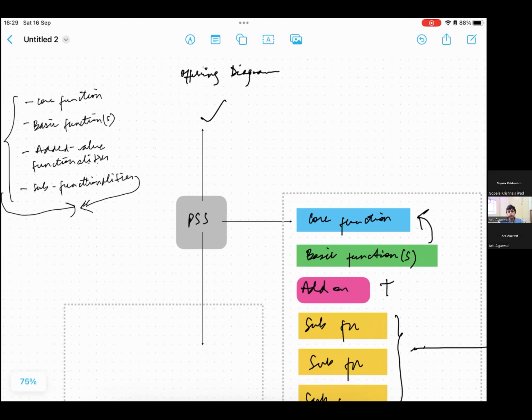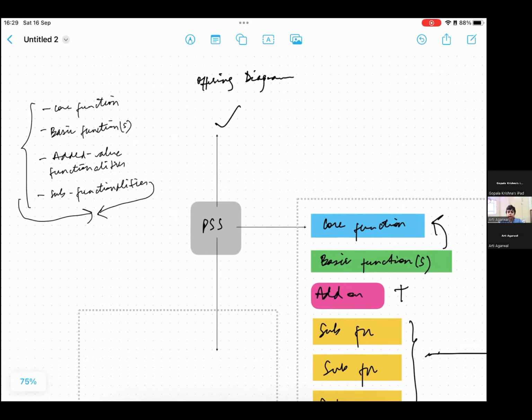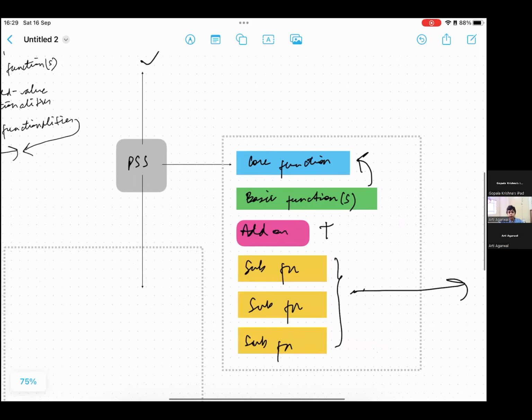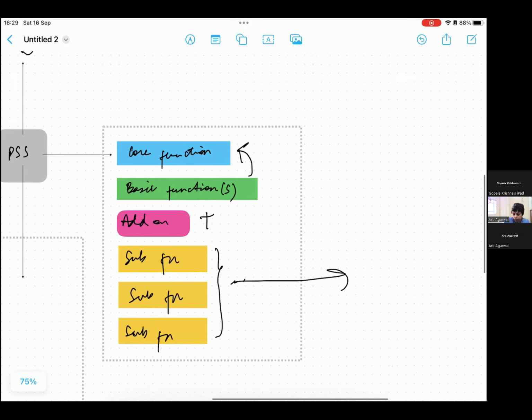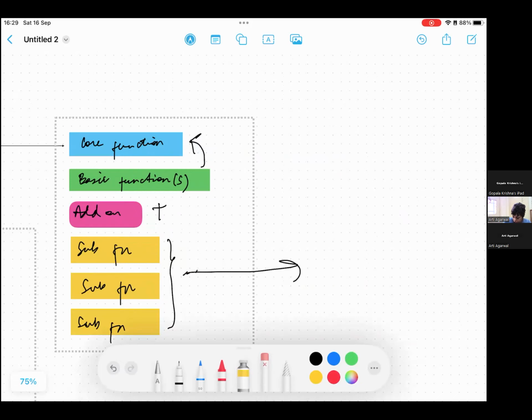The offering diagram just gives a sketch of what your whole PSS offering in its entirety is. Here I have written core function, basic function, add-on, and so on. But when you're actually doing your design, you can write what the core function is. So for example, in our case, it was hot water. I'm just writing hot water for now.